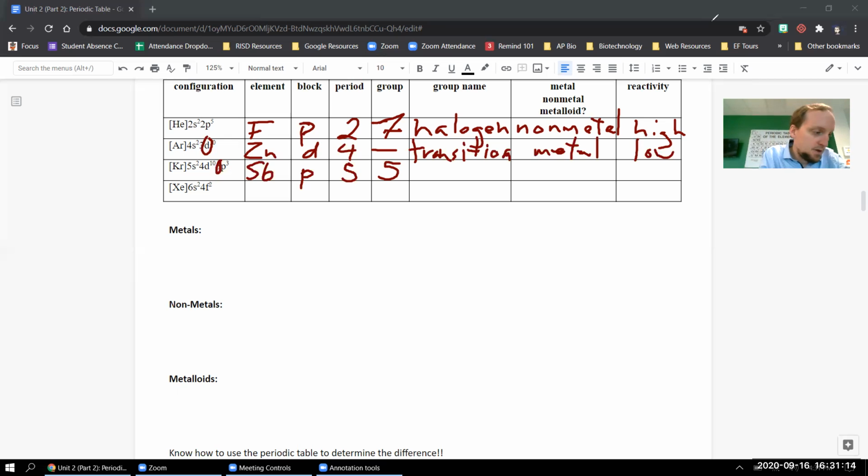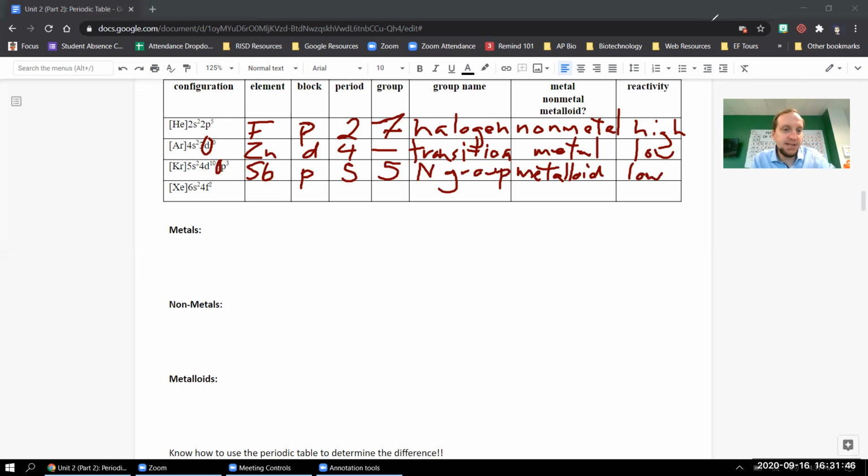Group name, antimony doesn't really have a group name. Sometimes we call that the nitrogen group because it's underneath nitrogen, but there's not really an official name. So the best name we could give it is the nitrogen group, which is a little less than creative. Antimony is actually going to be a metalloid, and I will show you why very shortly. Metalloid. All right, the reactivity of these is low.